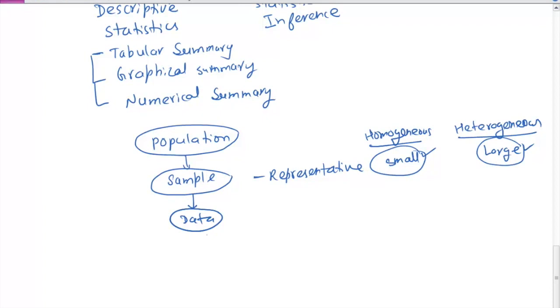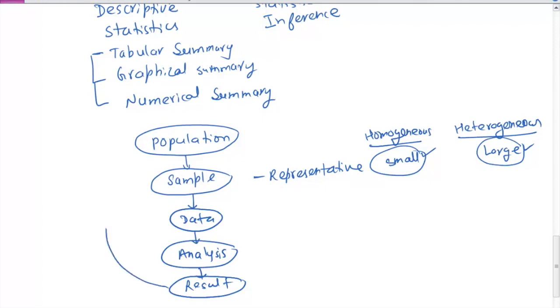So assuming from the sample we can get good data, then we do analysis, and then we have the result. These results are then applied back to the population, not the sample. We do not apply these results to the sample, we apply them to the population, because basically we are interested in the population. We know everything about the sample from the data we collect. There is nothing hidden from the sample. But we are interested in the entire population, and the sample is only a small part of that. That's why the results are applied back to the population.